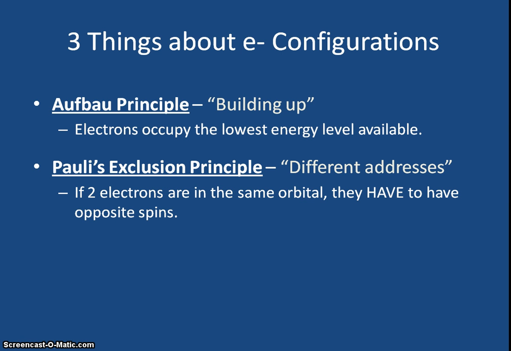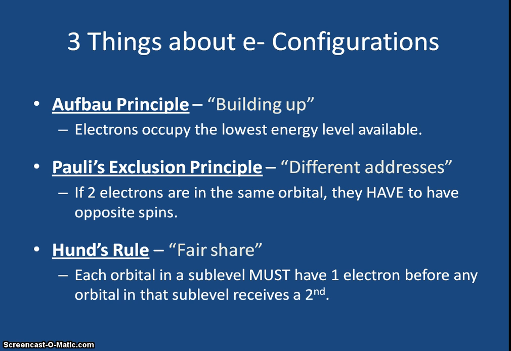For now, just write down that if 2 electrons are in the same orbital, they have to have opposite spins. And that's because no 2 electrons can have the same 4 quantum numbers. And the last one is called Hund's rule. I call it the fair share rule.